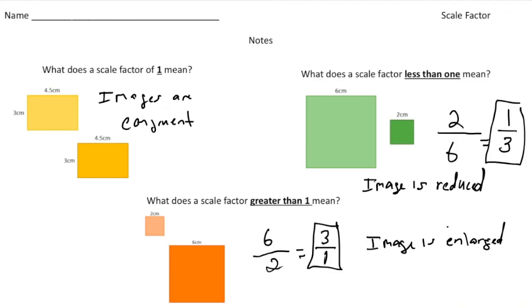The key thing about this is when you have a scale factor of 1, the images are congruent. When you have a scale factor less than 1, it means the image is being shrunk. And finally, when you have a scale factor greater than 1, it means the image is being increased.